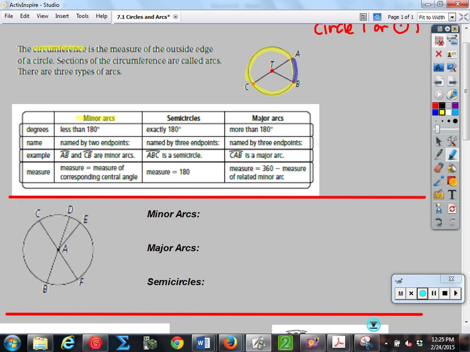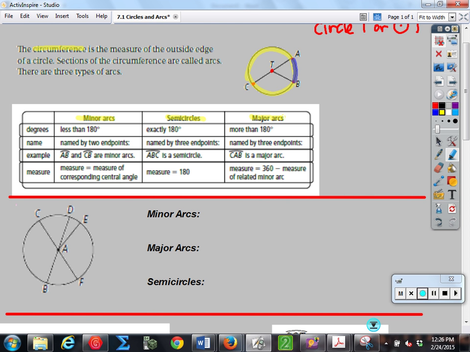And when you're talking about the measure of arcs, you're not talking about the length, but the measure. You're talking about how many degrees. So the whole circle is 360 degrees, and a minor arc is less than half of a circle, and is less than 180 degrees. And a semicircle, you guys have heard semicircles before, right? It's half a circle, so it's 180 degrees. And then major arcs are more than 180 degrees, so more than half the circle.